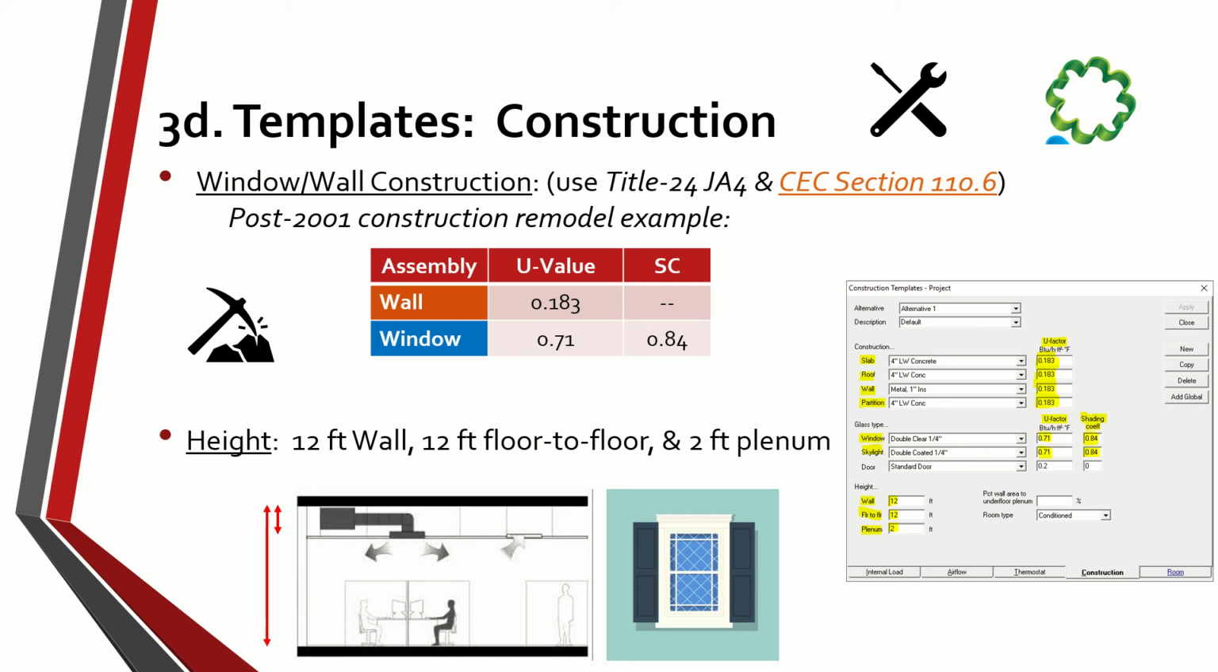The last thing for construction templates is the height of the floor, which is typically assumed for our practice to be a 2-foot plenum with maybe 12-foot floor to floor. Typically, the first floor in a multi-story building has higher ceilings, so look out for that.